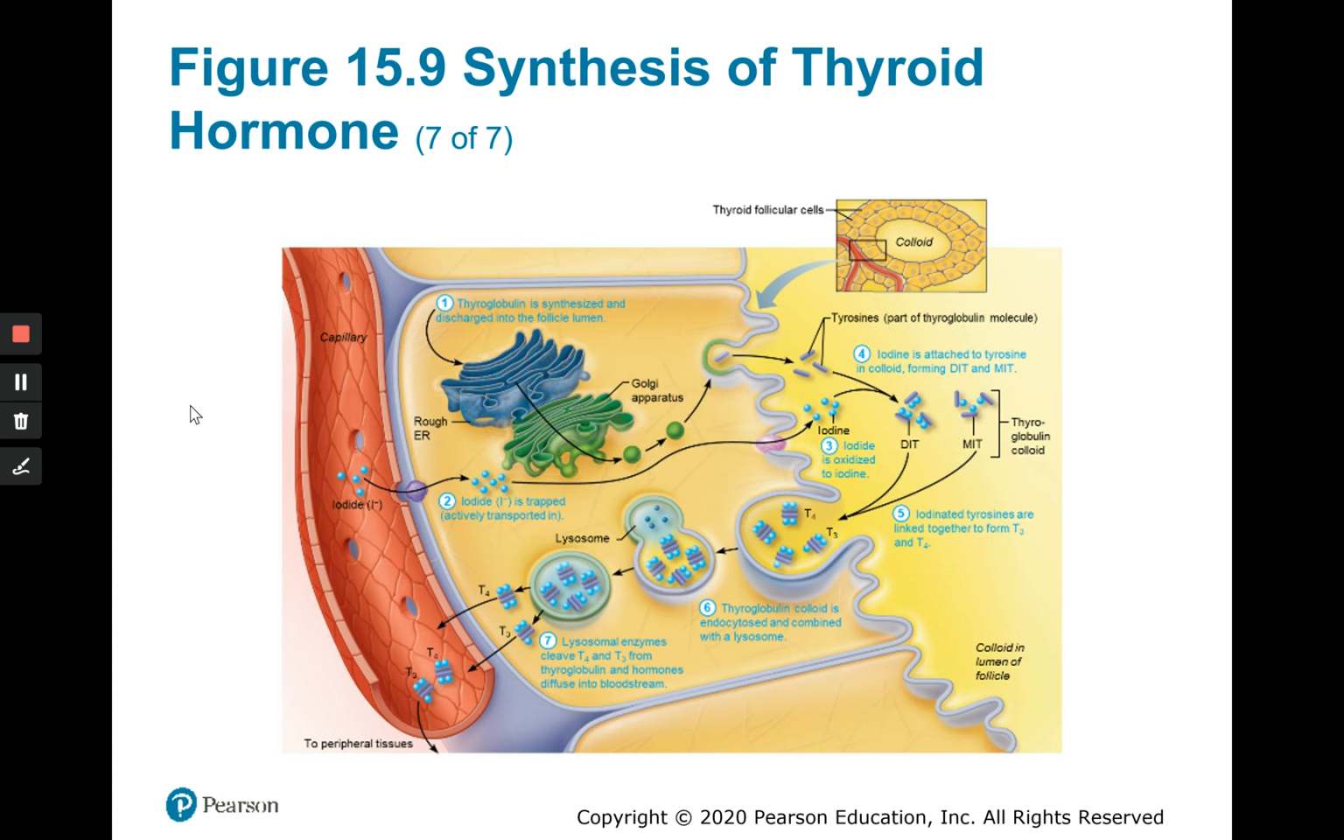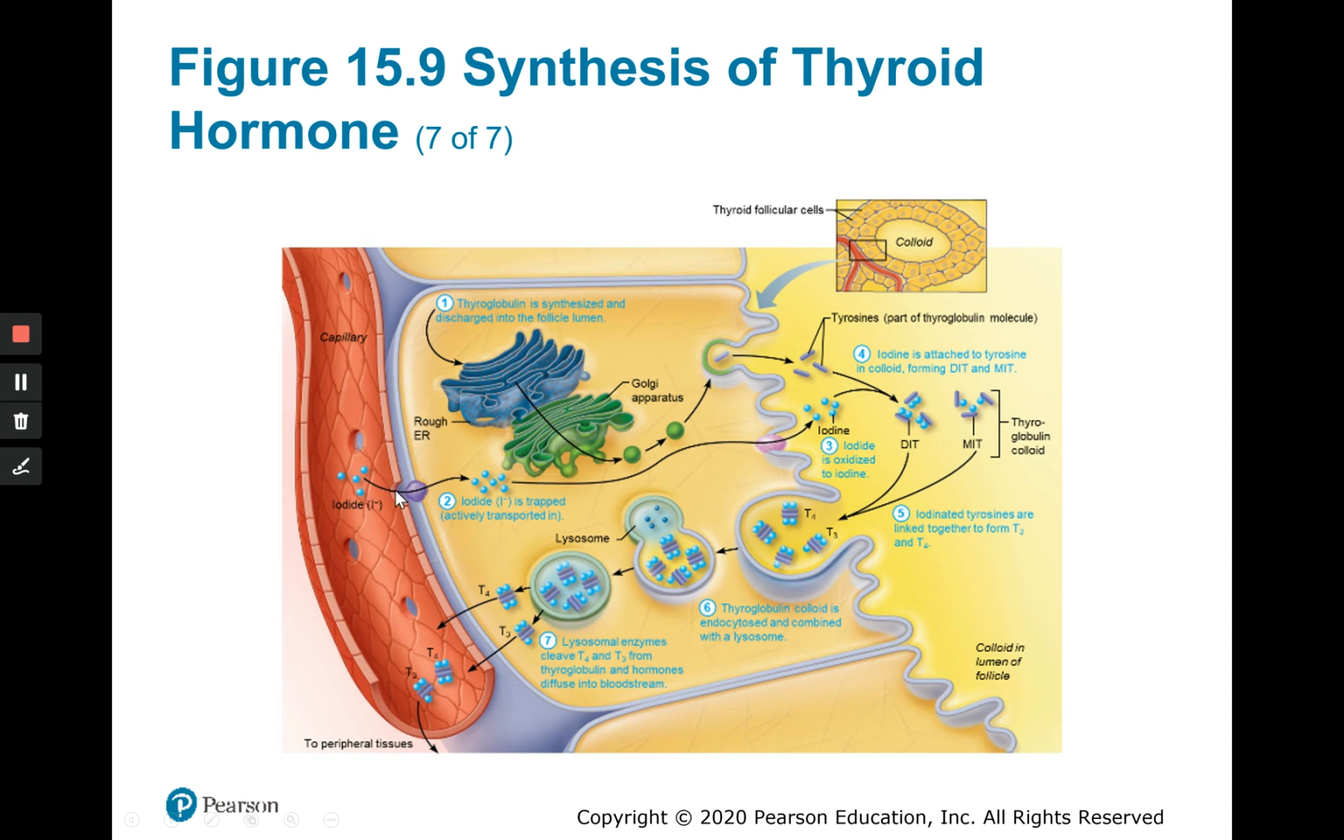I'm going to abbreviate them, make them a lot shorter since we just went through them. But let's start at step 1. We're going to make thyroglobulin. It's going to be transferred from the rough endoplasmic reticulum to the Golgi apparatus, and then finally to the follicle lumen. We're looking at one follicle cell, but there would be many around this follicle lumen space where the colloid is. So we made thyroglobulin and we transported it to the follicle lumen.